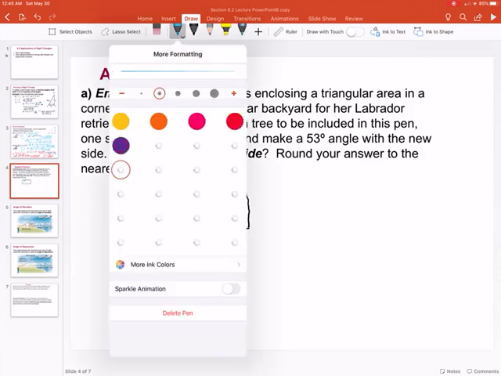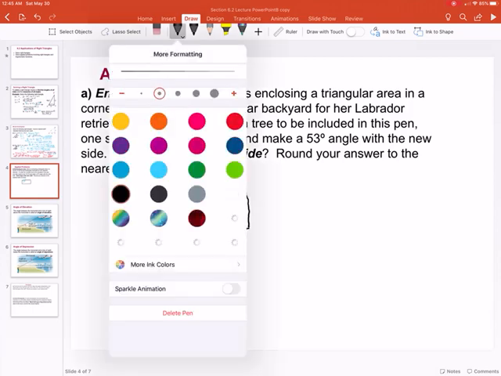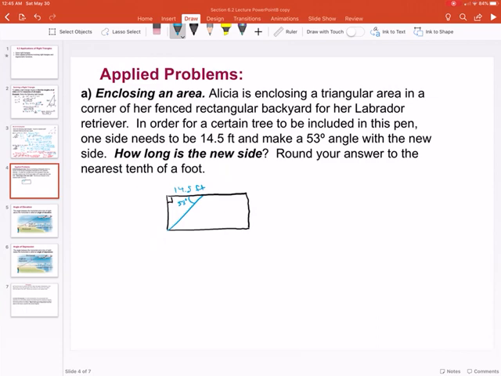Now we know in a rectangle we're dealing with four 90-degree angles. Opposite sides are parallel and congruent. But you can see a picture of our right triangle here in the corner of this backyard. So we can use right triangle trig and find the length of this new side that we've drawn here in blue. So again, x is equal to the new side. We're trying to fence in this corner. Now, with that said, what trig function would allow me to find x?